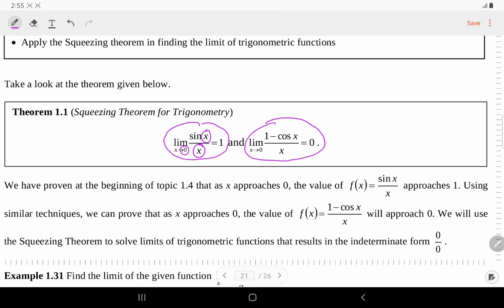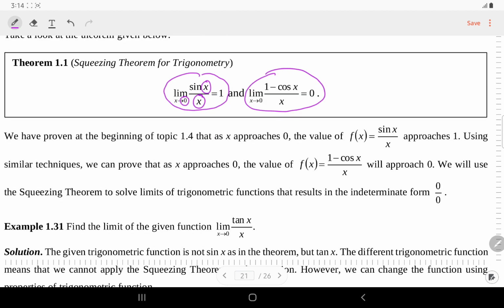Okay, for the second theorem, limit x approaches 0. It must be x approaching 0, it cannot be x approaching other numbers. And the function must be in this form: 1 minus cos x divided by x. This and this must be the same. If it is 1 minus cos 2x, it must be divided by 2x. 1 minus cos x squared divided by x squared. Only then will it equal to 0.